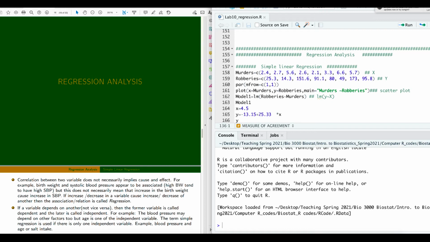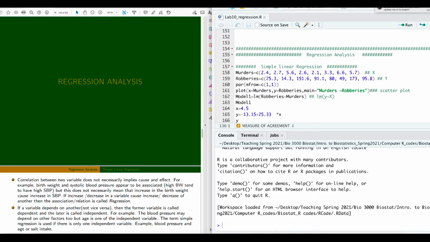Hi, in the last videos, we discussed correlation between two variables, and we mentioned that correlation does not imply causation, meaning that if there is a correlation between two variables, it doesn't imply that one variable is causing the other, or that the increase or decrease of one variable causes an increase or decrease of the other variable. Correlation just says that they are related to each other. And we also discussed the measure of agreement. We did both, in R and manually.